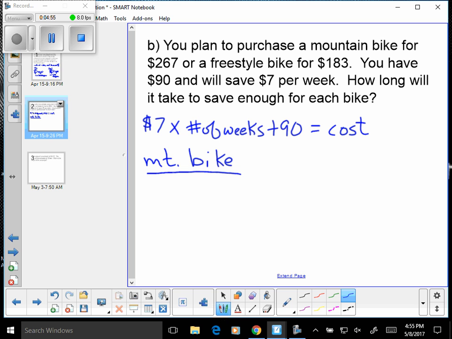$7 times the number of weeks. We don't know that. Plus 90 is going to equal the cost of the mountain bike, which is $267. Now, we haven't done an equation like this for a while. This is really a two-step equation with addition and multiplication. So we are first going to deal with the addition, undo with subtraction.